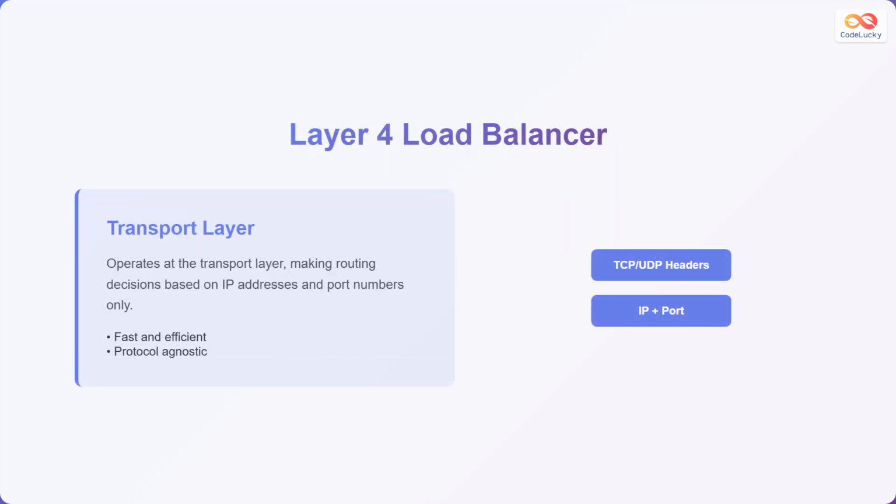A Layer 4 load balancer operates at the transport layer of the OSI model. It makes routing decisions based solely on IP addresses and port numbers. This type of load balancer is known for its speed and efficiency. It is also protocol agnostic, meaning it can handle any protocol running over TCP or UDP. So at Layer 4, load balancing decisions are made based on TCP or UDP headers and the IP address along with the port number.